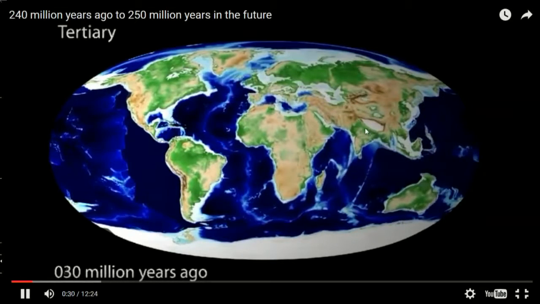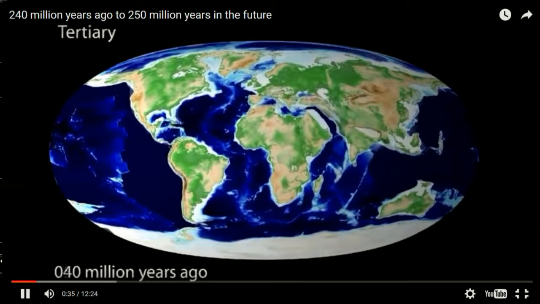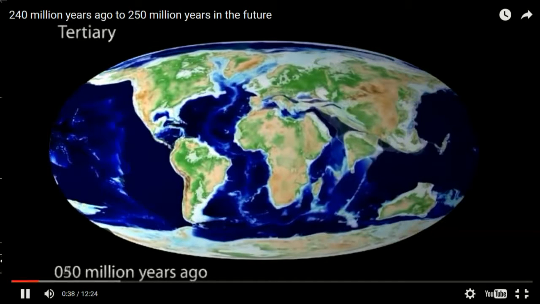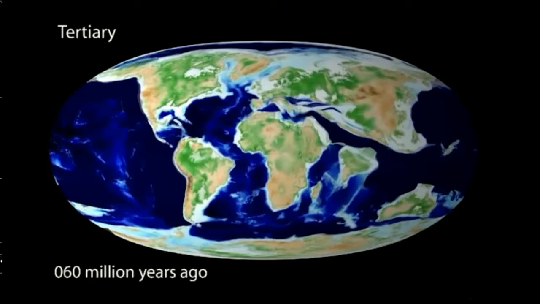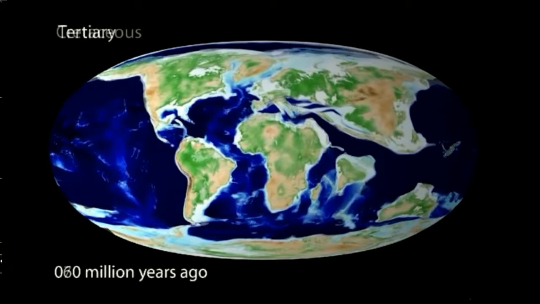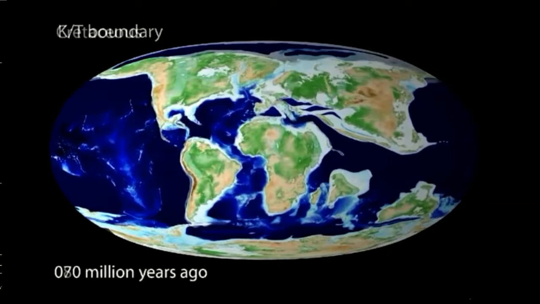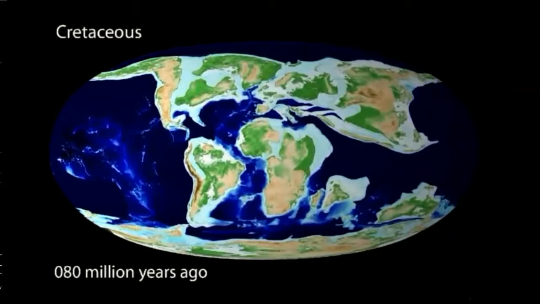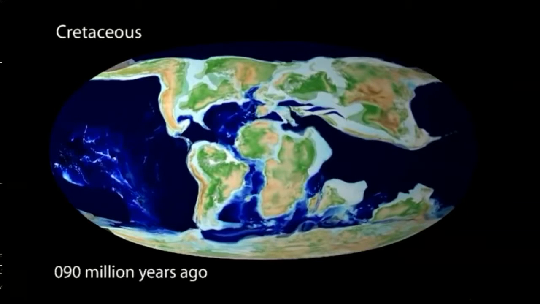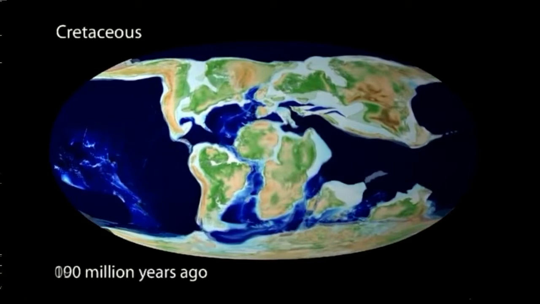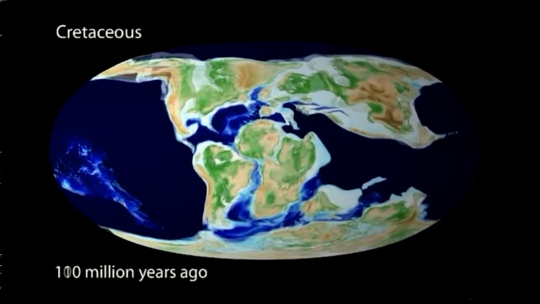I always get a kick out of India because it's the one that moves the farthest. You can see it over here. So going back in time, 50 million years ago, 60 million, 70 million. So we're talking like dinosaur time now, Cretaceous period. The main dinosaur periods are the Cretaceous and Jurassic, Triassic are kind of big ones too.